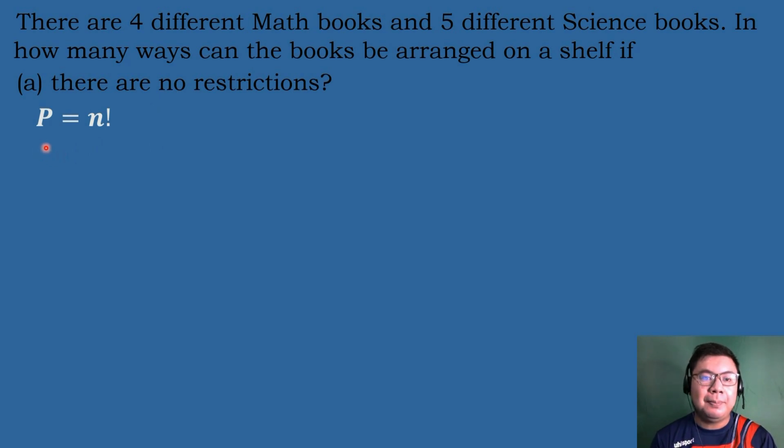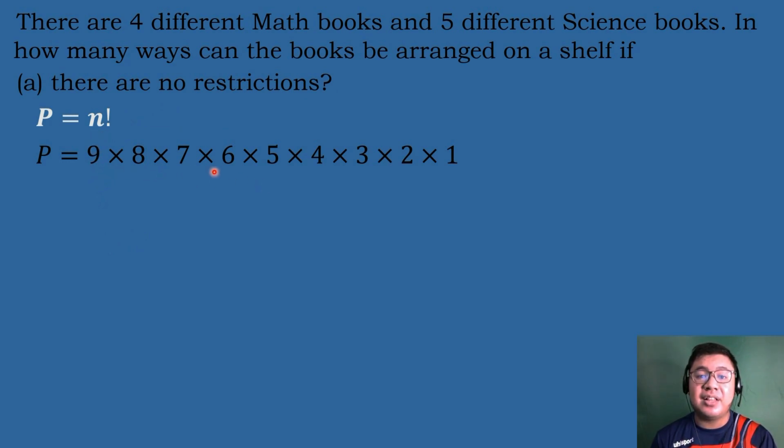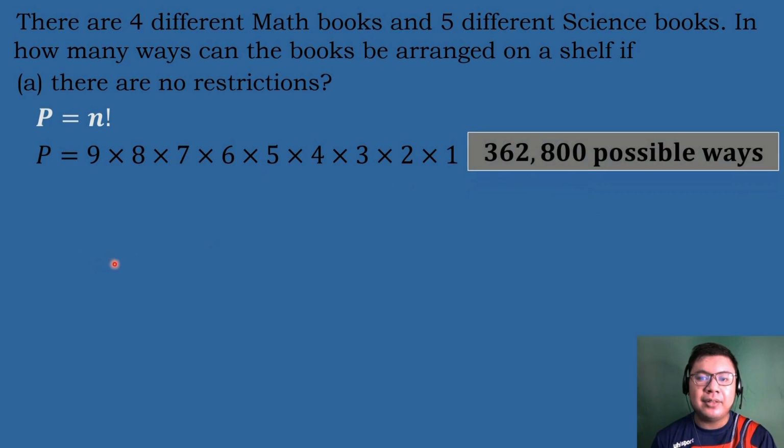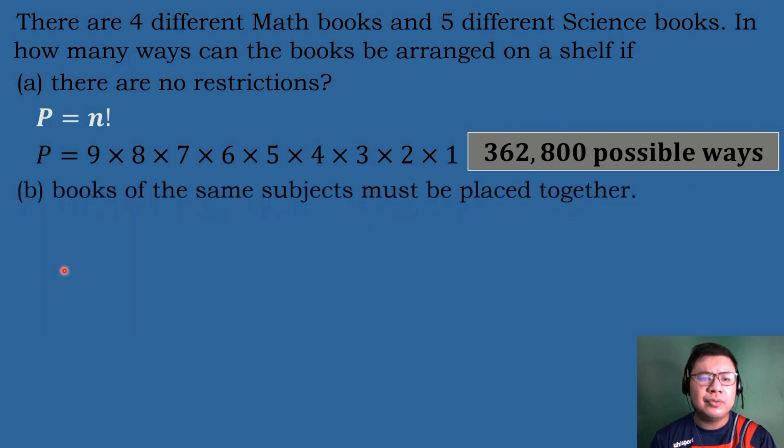So the formula will be P is equal to n factorial. And the value of n will be equal to 9 because there are 4 math books and 5 science books. So we will just add 4 plus 5, that is equal to 9. So n will be equal to 9. And 9 factorial will be 9 times 8 times 7 times 6 up to 1. Multiplying those numbers, we have 362,800 possible ways. How about if the books of the same subjects must be placed together?